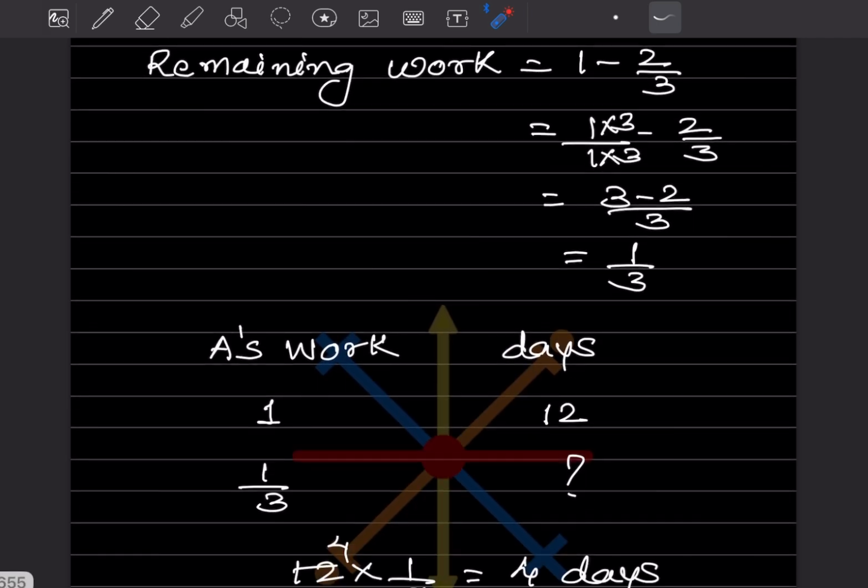So now A's work and days. So we have to see for in one day.